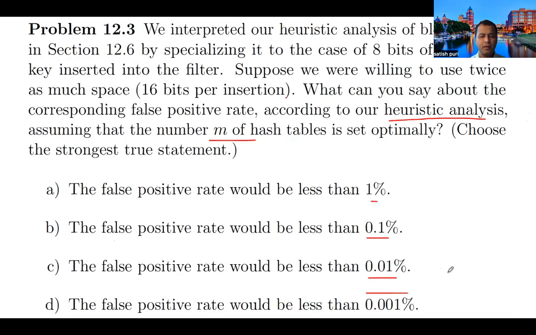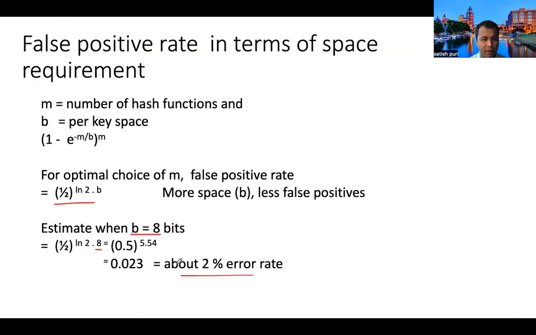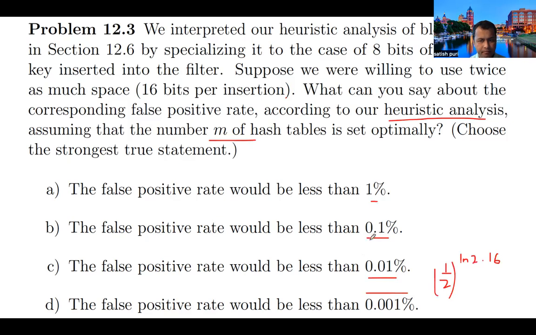Basically, you can just do half to the power natural log of 2 times b, and b is 16. So it will be a smaller number than 2%. All of them are actually smaller than 2%. So without doing the math, it's actually hard to know.